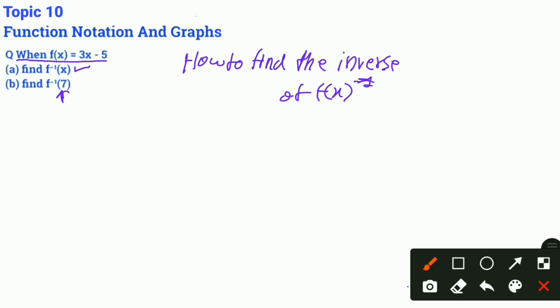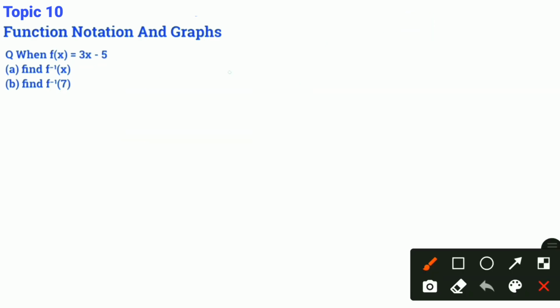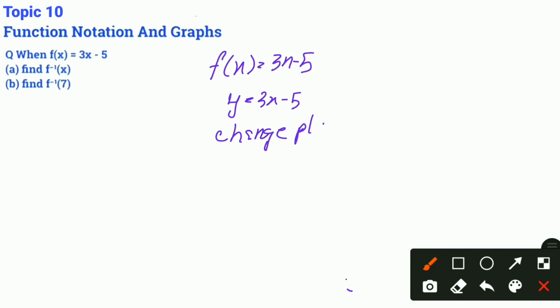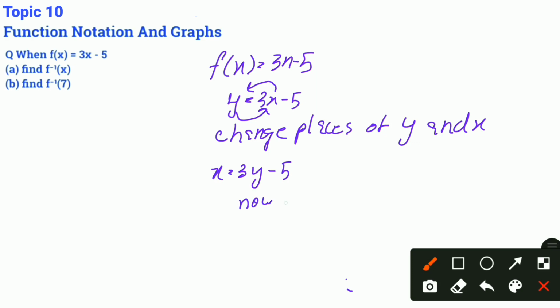Okay, how to find the inverse of f(x)? The inverse of f(x) is denoted as this one. Let's say I have f(x) equals 3x minus 5. Put f(x) as y, so y equals 3x minus 5. Now change the places of y and x, which means x will come here and y will come here. So x equals 3y minus 5. Now make y the subject.